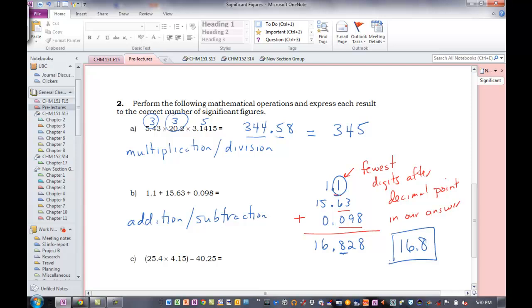Okay. So addition and subtraction, a little bit trickier, because what you'll notice is that 1.1 has 2 sig figs, 15.63 has 4 sig figs, and 0.098 has 2. But yet we end up with how many? 3 sig figs. That's okay. It's based on the number of digits after the decimal point, not the total number of sig figs. Unlike multiplication and division. That one, you just look for the fewest number of digits. That's what you carry in your answer. Addition and subtraction, look at the digits after the decimal point.